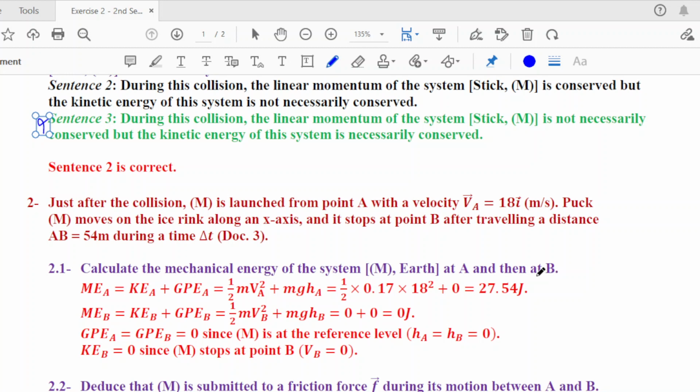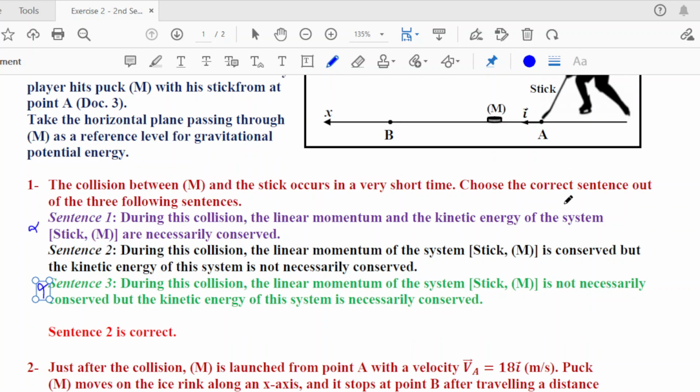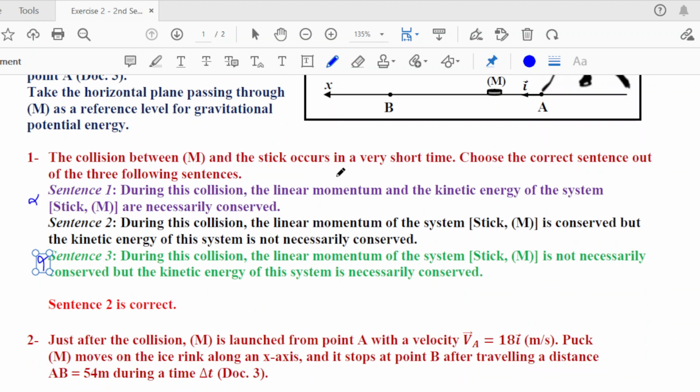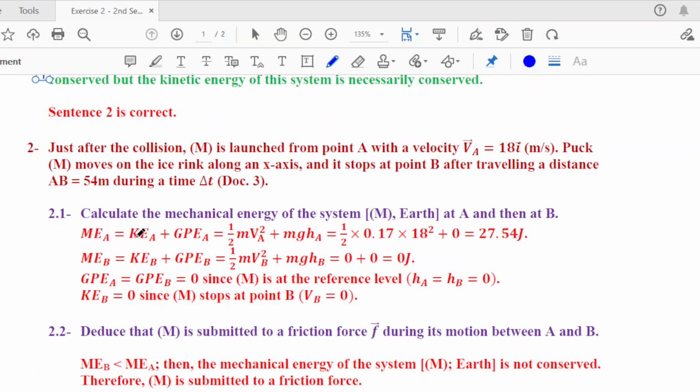We know that the mechanical energy is the sum of kinetic and potential energies. In this question there is no spring, so no need to mention elastic potential energy; we are satisfied with just gravitational potential energy. Now we have two positions. In order to determine the mechanical energy at a given position we need the speed and the height. The horizontal plane passing through M is taken as a reference level. Mechanical energy at A is kinetic at A plus GPE at A. Kinetic at A is half mv squared plus mgh.